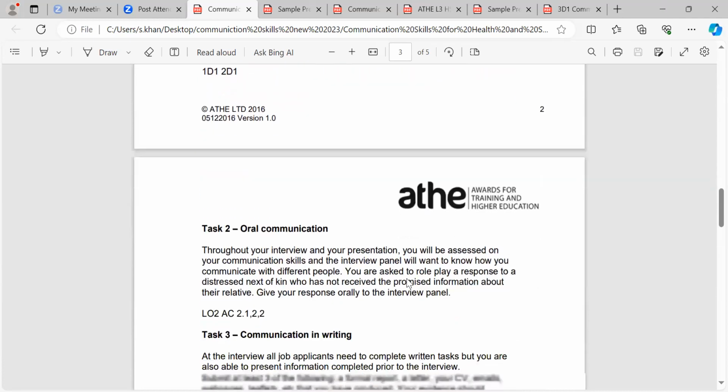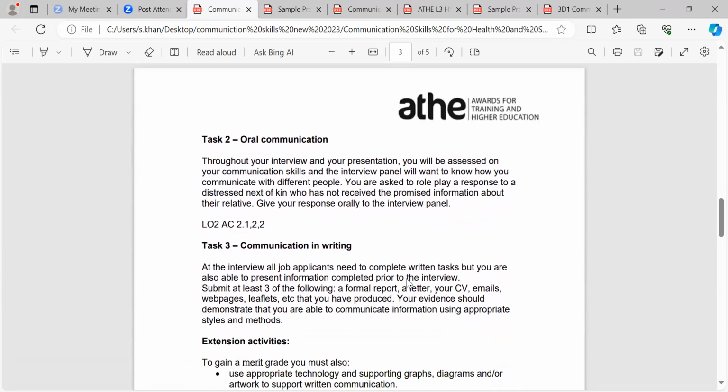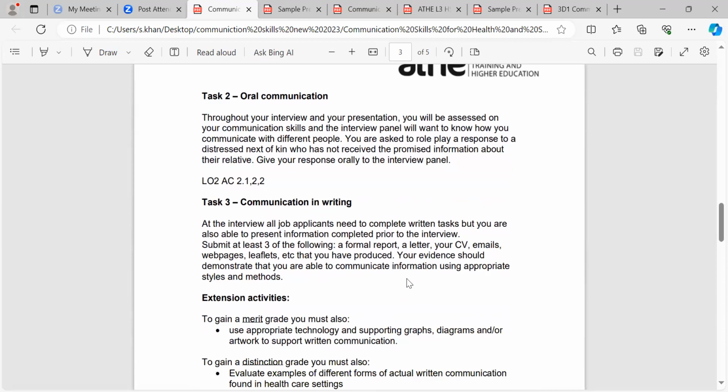Then if you go on to task 2, make sure you're clear that you're doing task 2 separately, and then task 3, communicating in writing. You could produce a letter, your CV, emails. Have you got any ideas what you're going to produce for task 3, Jewel? Hello, Jewel. Have you got any ideas what you're going to produce for task 3?